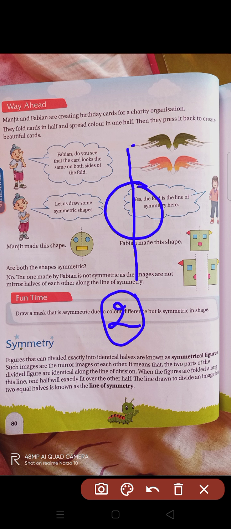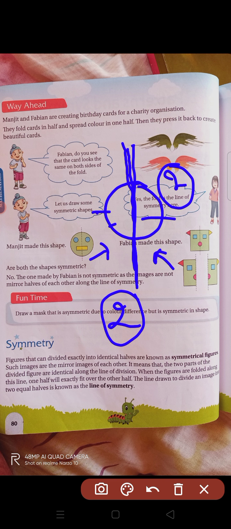So what is the line of symmetry? The center line which divides the figure into two equal halves is known as the line of symmetry, and these figures are said to be symmetrical figures. So what do we mean by symmetry? Symmetry means the figures that can be divided into two identical halves are known as symmetrical figures, and the line which divides them exactly into two equal halves is known as the line of symmetry.